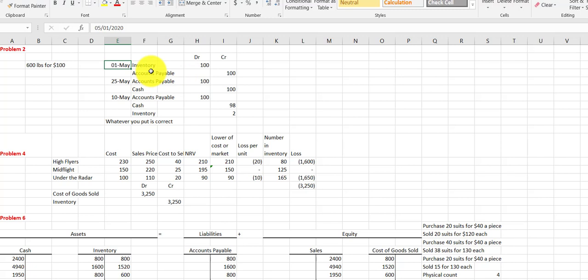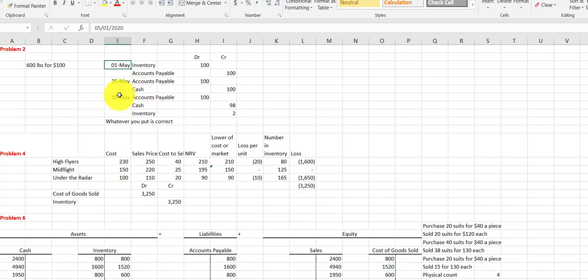So on May 1st, when we bought it, we debit inventory and credit accounts payable. If we pay for it on the 25th of May, we would pay the whole amount because we don't get to take the discount because it wasn't within the 10 days. So we're going to debit accounts payable 100 and credit cash 100.